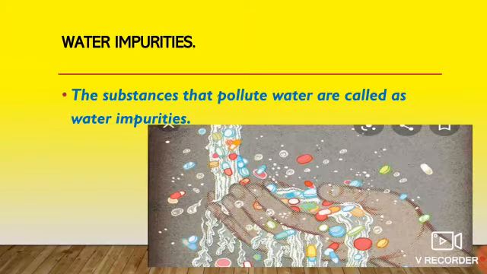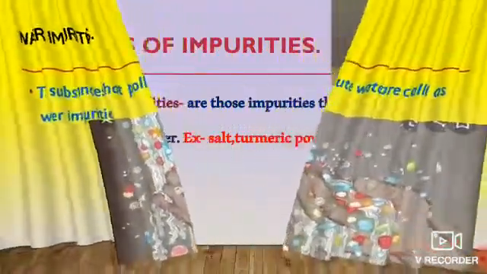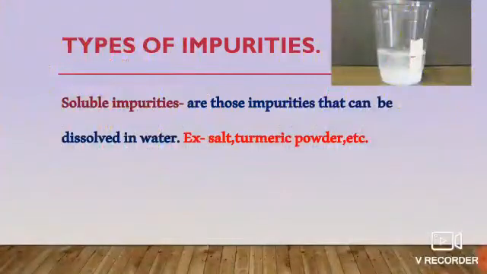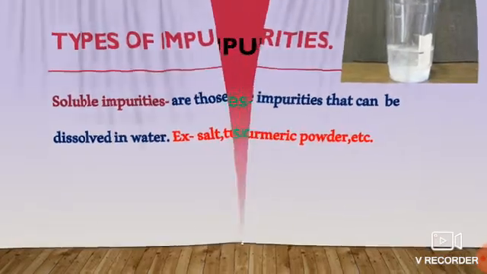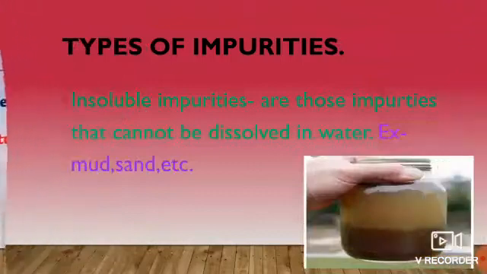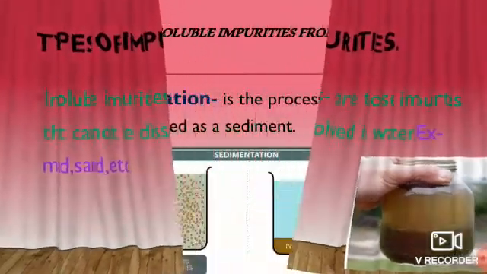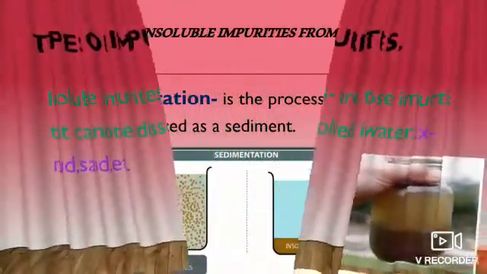Now, types of impurities: soluble and insoluble impurities. Soluble impurities are those impurities that can be dissolved in water. Example: salt, turmeric powder, etc. And insoluble impurities are those impurities that cannot be dissolved in water. Example: mud, sand, etc. There are few ways of removing insoluble impurities from water.